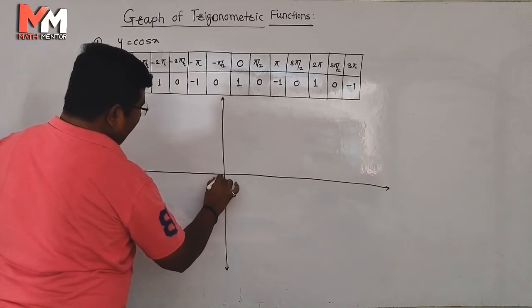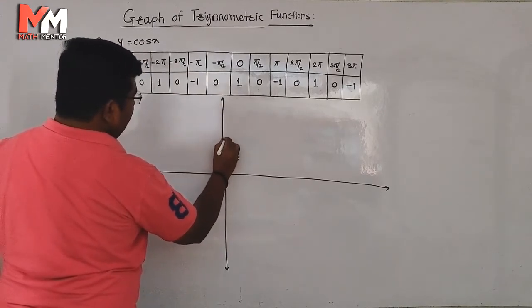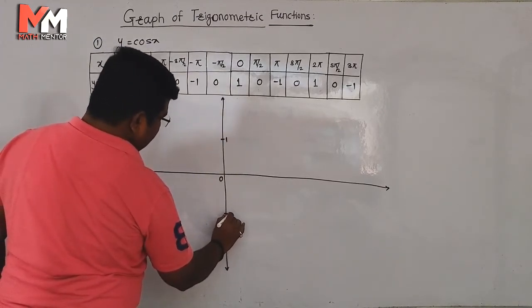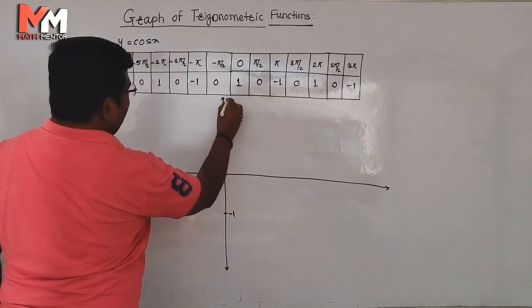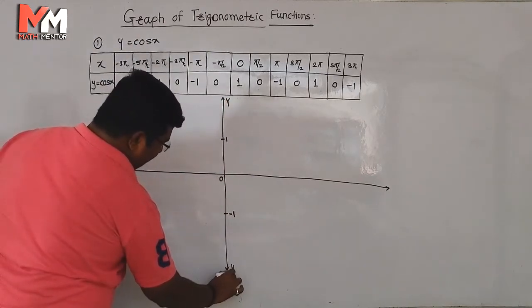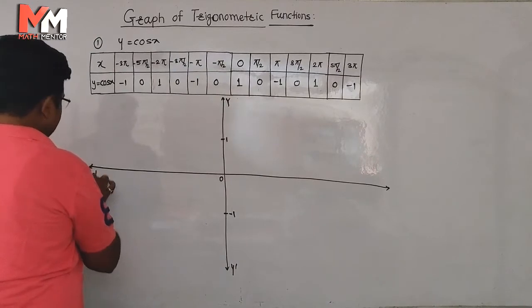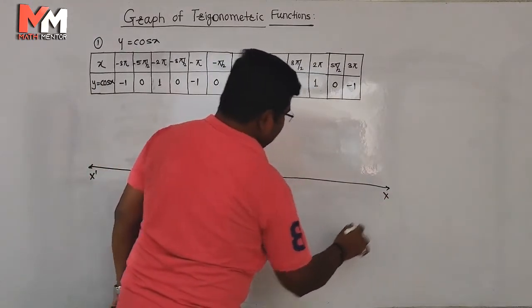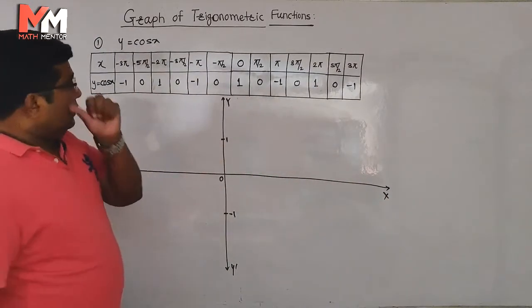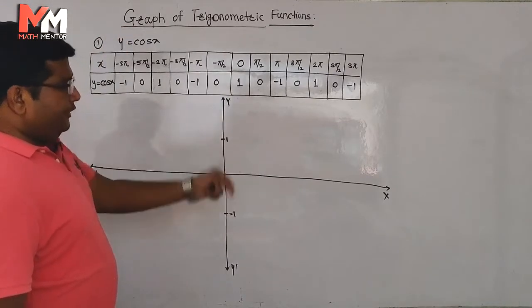The intersection point is the origin. This is plus 1. This is minus 1. Positive y-axis. Negative y-axis. Here negative x-axis. Here positive x-axis. Okay. सो ग्राफ के लिए ये कोऑर्डिनेट सिस्टम इंपॉर्टेंट है.